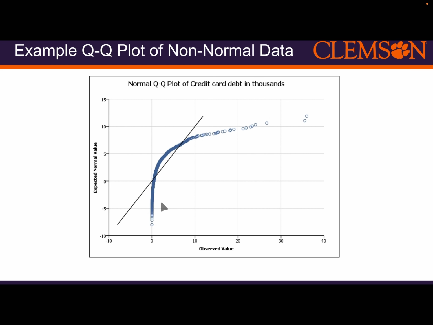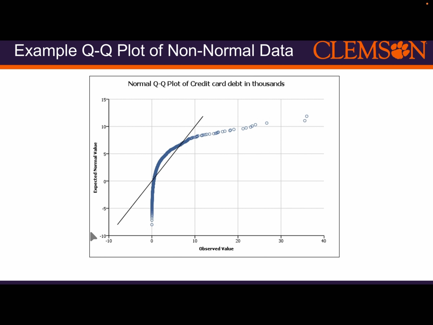Here's an example of things that aren't so good. This is a normal QQ plot of credit card debt in thousands. Here this is the observed value, and this is our expected normal value. You can see credit card debt is bounded below at 0. The normal distribution is not. Furthermore, most credit card debt is relatively close to 0; the bulk of this distribution is close to 0. What that implies is that if we were to try to use a normal distribution for pure credit card debt, it wouldn't fit.